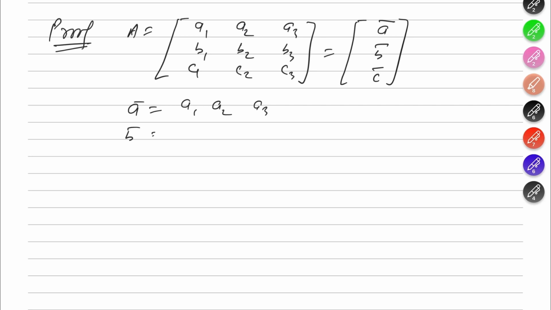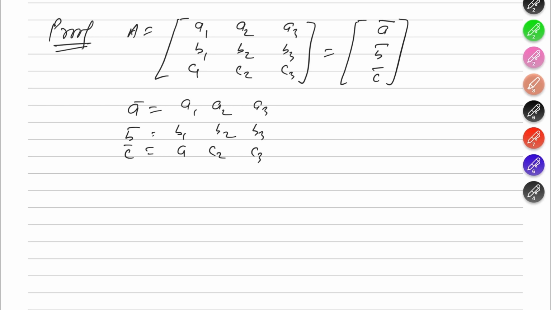This first row can be written in vector form, so this is vector A. The second row can be written in vector form, vector B. The third row can be written in vector form, that is vector C. So basically, vector A is A1, A2, A3, vector B is B1, B2, B3, and vector C is C1, C2, C3.